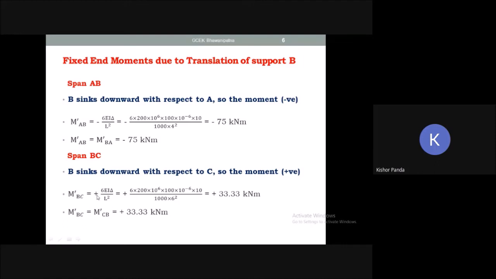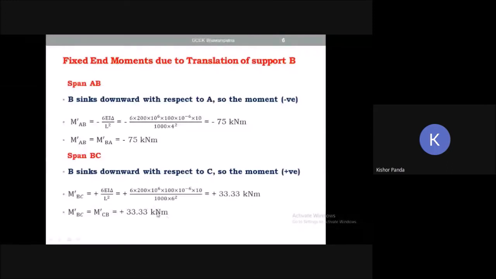M dash BC is equal to plus 6EI delta by L square. Here you have to take 6 into 200 into 10 to the power 6 into 100 into 10 to the power minus 6 into 10 divided by 1000 into 6 square. So this is equal to plus 33.33 kilonewton meter. That is, M dash BC is equal to M dash CB is equal to plus 33.33 kilonewton meter. These are the fixed end moments due to the translation of support B, or the sinking of support B.